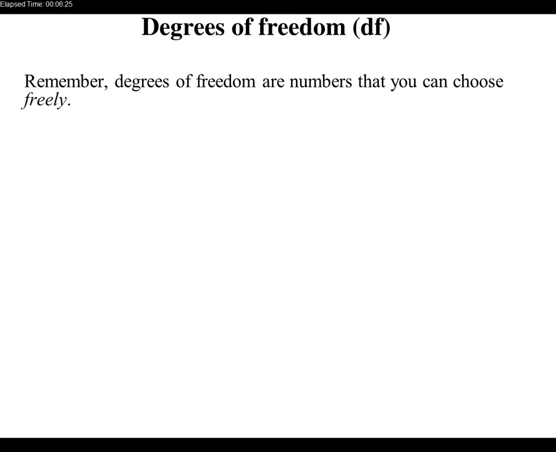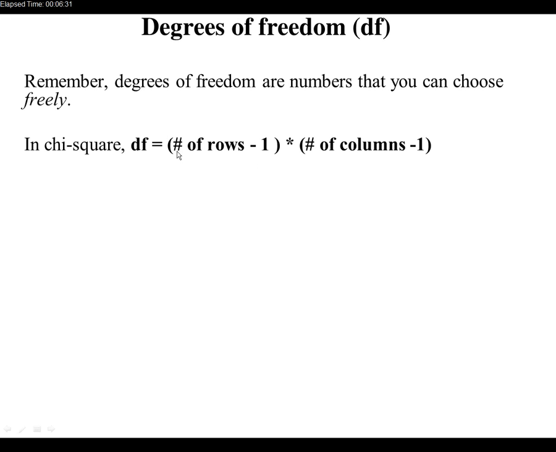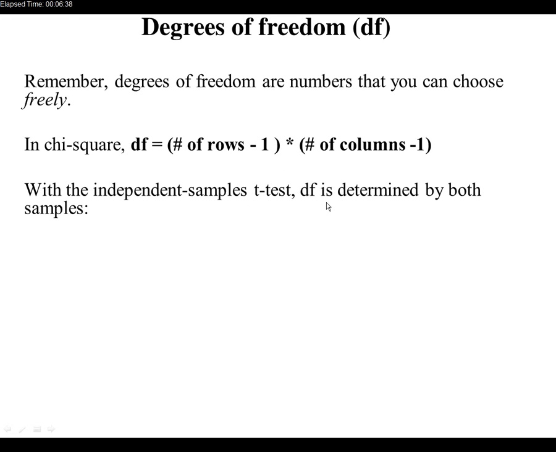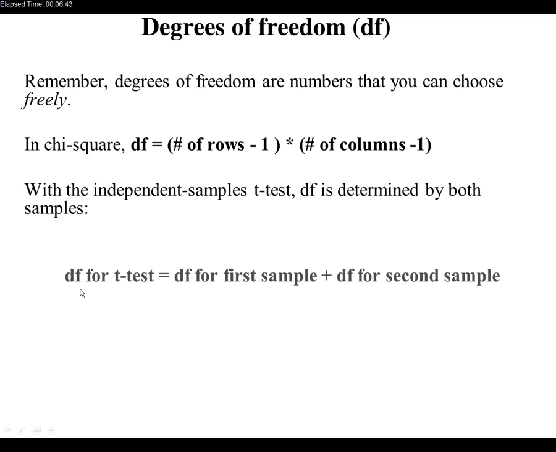Remember degrees of freedom? They're numbers that you can choose freely. In chi-square, the degrees of freedom equals the number of rows minus 1 times the number of columns minus 1. With independent samples t-test, degrees of freedom is determined by both samples. So the degrees of freedom for t-test equals the degrees of freedom for the first sample plus the degrees of freedom for the second sample.